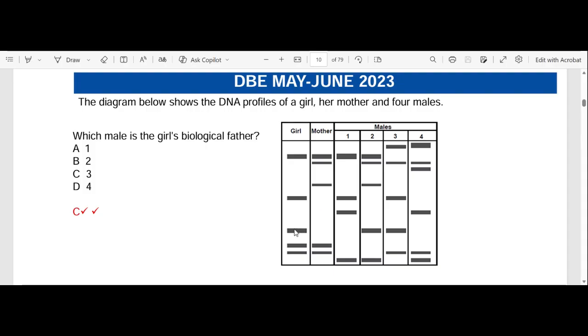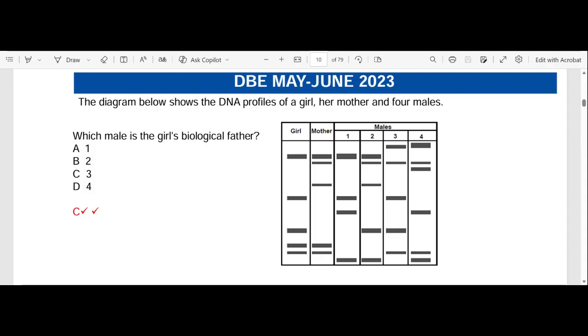So let's look at the third bar. Also, the third bar does not match with any of the bars in the mother's DNA, so we leave the third bar. Let's go to the fourth and fifth bars. The fourth and fifth bars match with the bars in the mother's DNA, so we're removing the fourth and fifth bars. So we're only left with the second bar and the third bar.